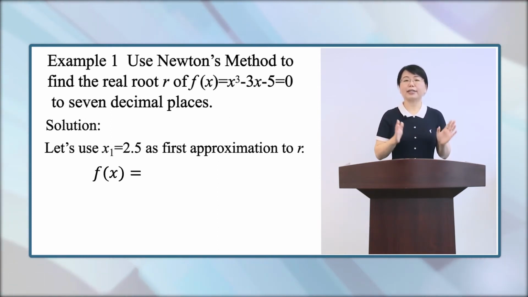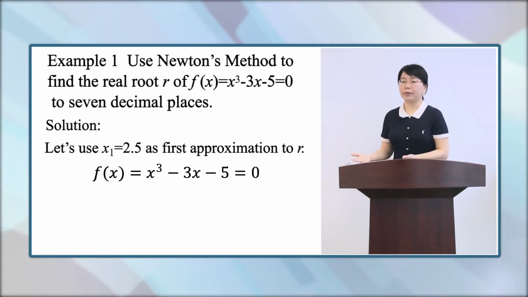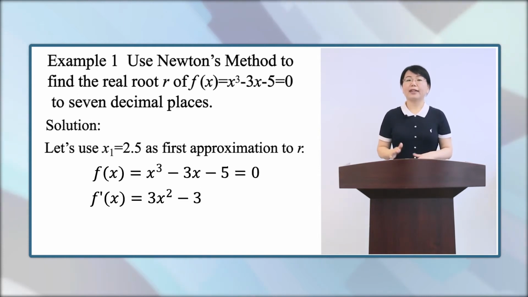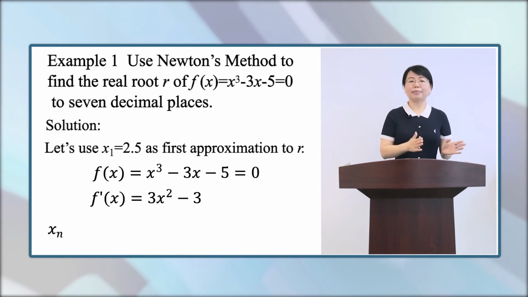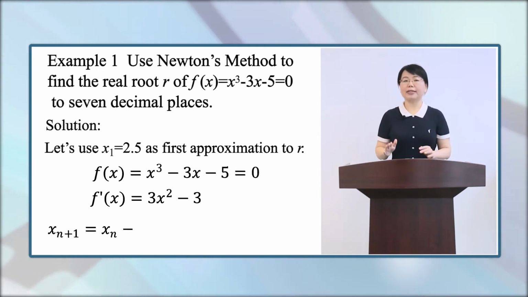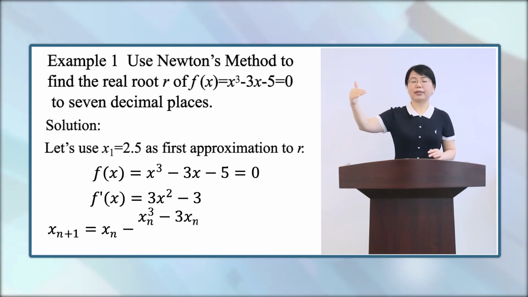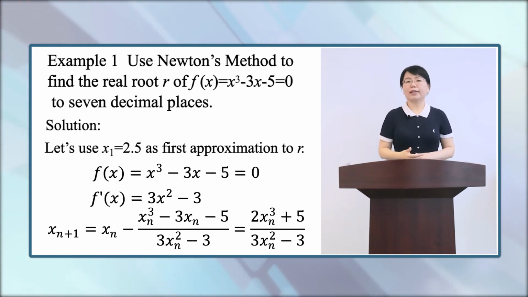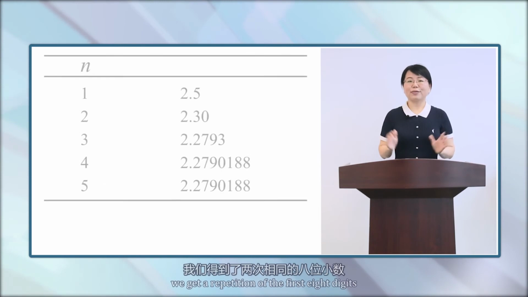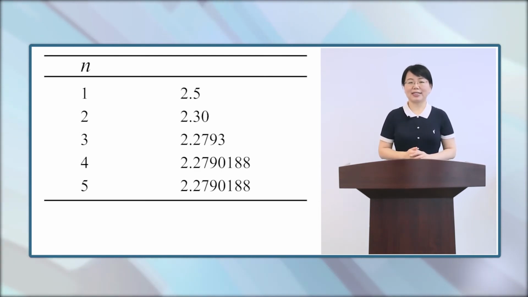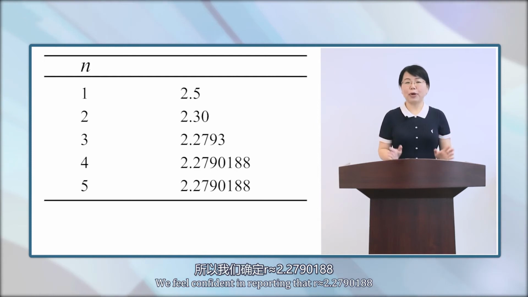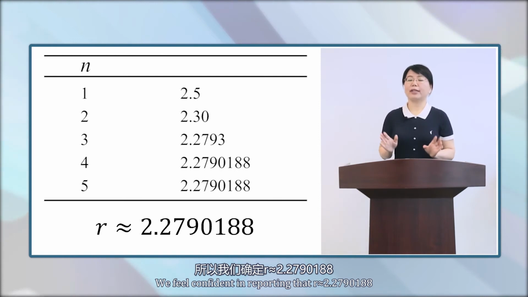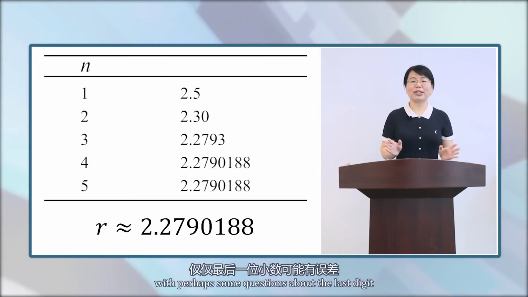Since f(x) = x^3 - 3x - 5 = 0, and f'(x) = 3x^2 - 3, then the algorithm is x(n+1) = xn - (xn^3 - 3xn - 5)/(3xn^2 - 3). After just 4 steps, we get a repetition of the first 8 digits. We feel confident in reporting that r is approximately equal to 2.2790188, with perhaps some question about the last digit.